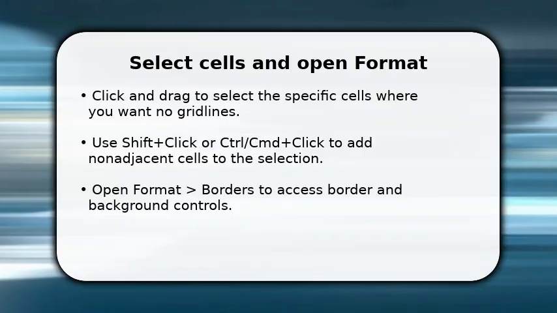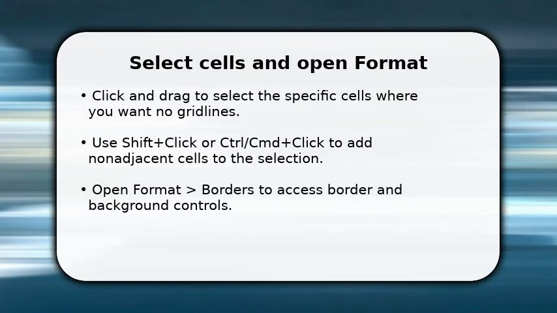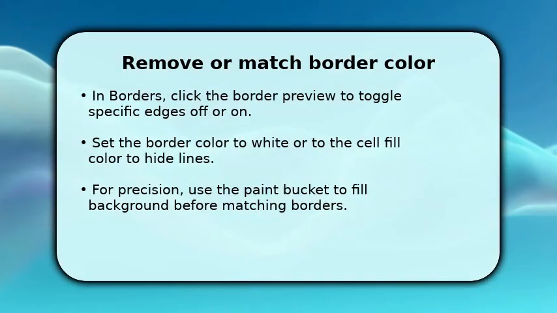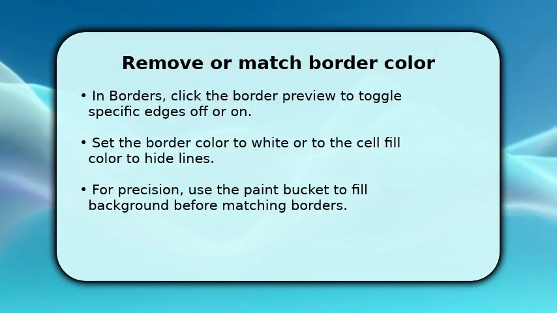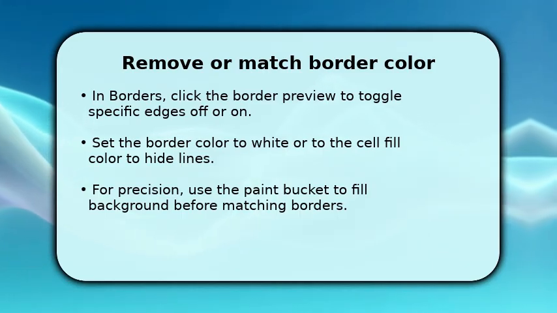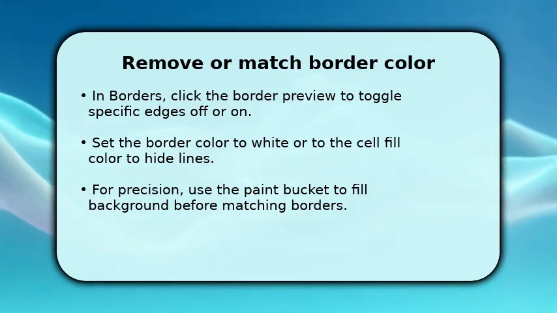While this is happening, note that you are changing visual borders, not grid lines globally. This distinction matters because the sheet grid remains for navigation, but won't show. Now remove visible lines by turning off border edges or by matching border color to the cell fill. You can click each edge in the border preview to remove top, bottom, left, or right lines.